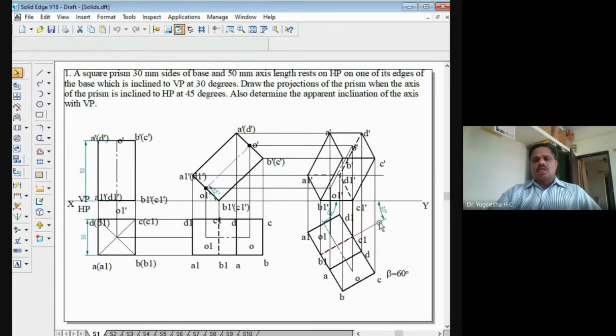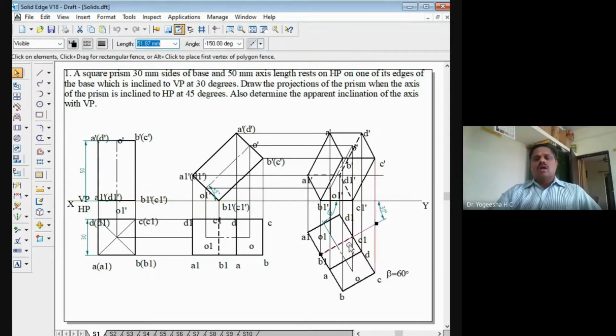Then coming to the third position, it is the resting edge inclined to VP. We made the resting edge, which here is perpendicular, inclined to VP by the given inclination. When you are rotating the resting edge, here the resting edge is in true length, so you need not find the apparent inclination. You can directly use the true inclination, and rotate the second top view so that the resting edge is inclined to VP. Then draw the projections upwards and get the final front view. This is how you do it in case of solids.